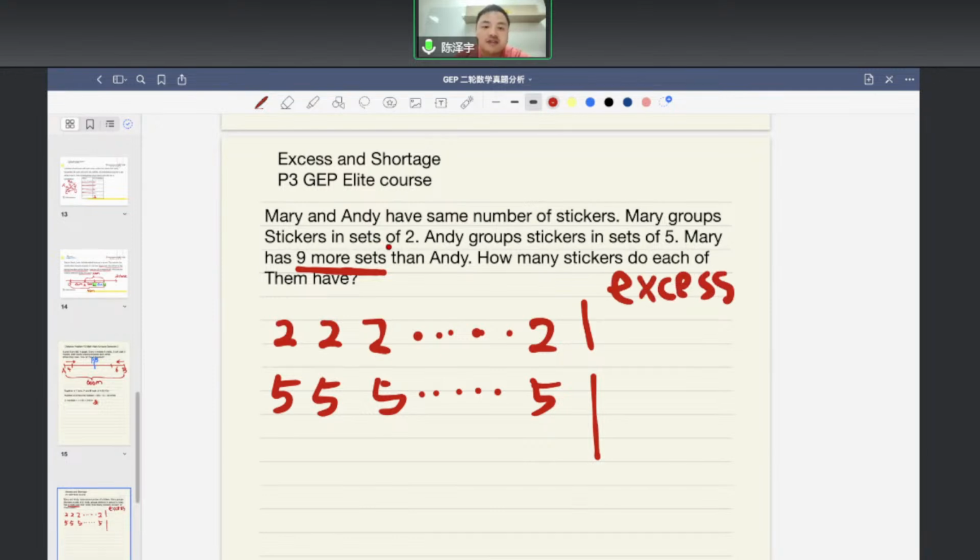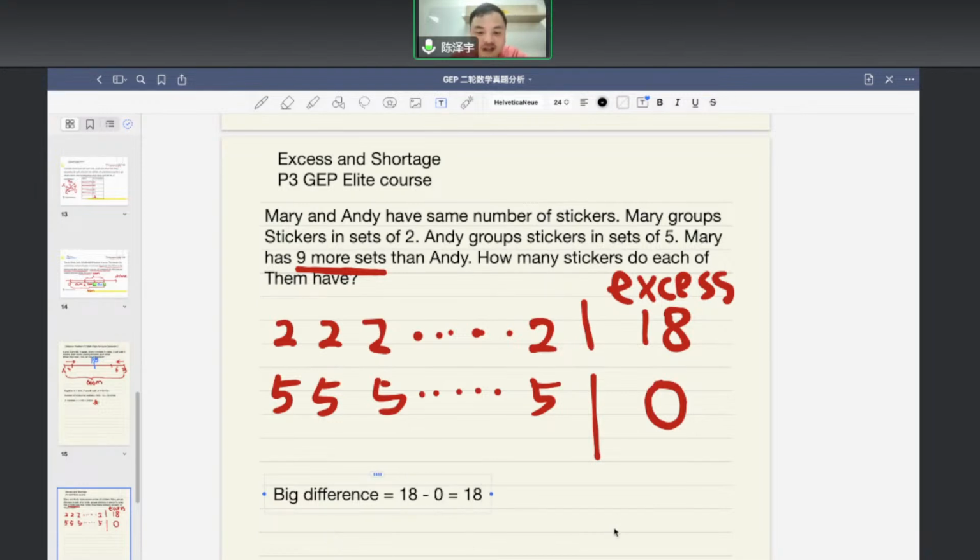And we know that every set is 2 stickers. So Mary has an excess of 18. And for Andy, it's just nice. All the stickers are packed. So Andy is left with 0 extra or 0 shortage. Now I can find the big difference between the excesses. So the big difference is equal to 18 minus 0, which is 18.